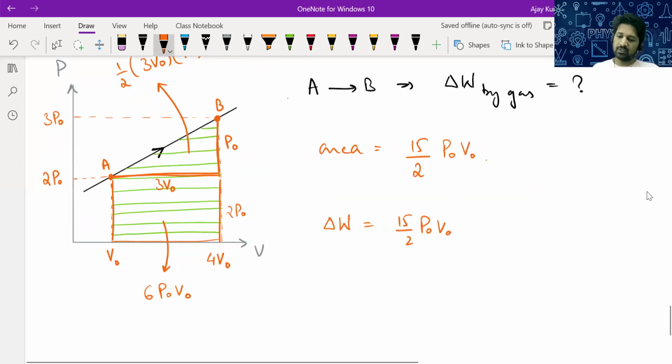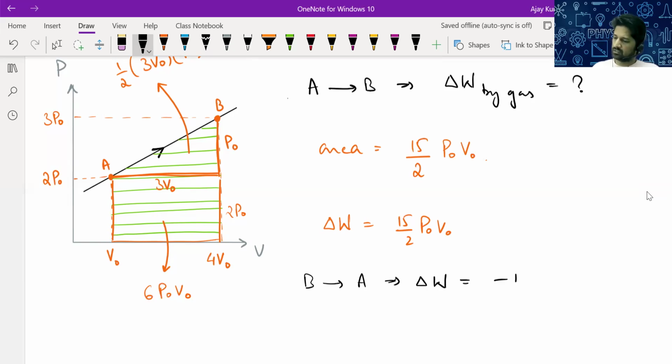Had the same process been carried out from B to A, you will have the same graph, but the arrow will be in reverse direction. So area will come out the same, 15 by 2 P naught V naught. But you should understand that if the process is carried out from B to A, volume is going from 4 V naught to V naught. Volume is decreasing. Therefore, the work done by the gas will become negative. So in that process, the work done would have been minus 15 by 2 P naught V naught. That is how you make use of the PV graph to express work done by a gas.